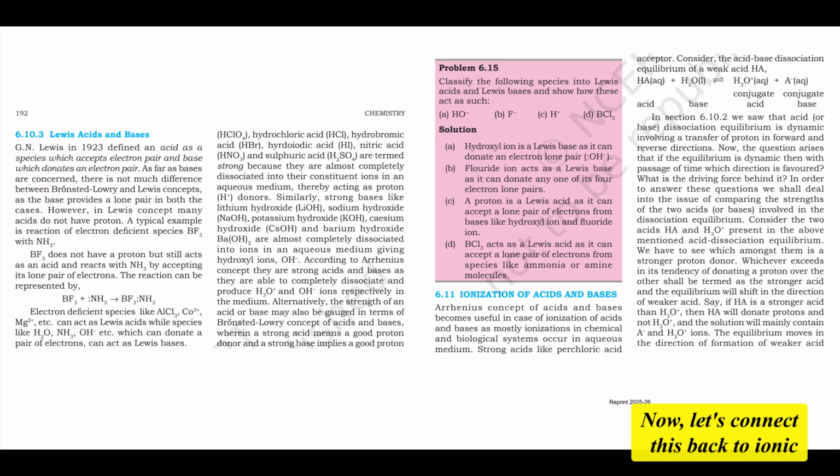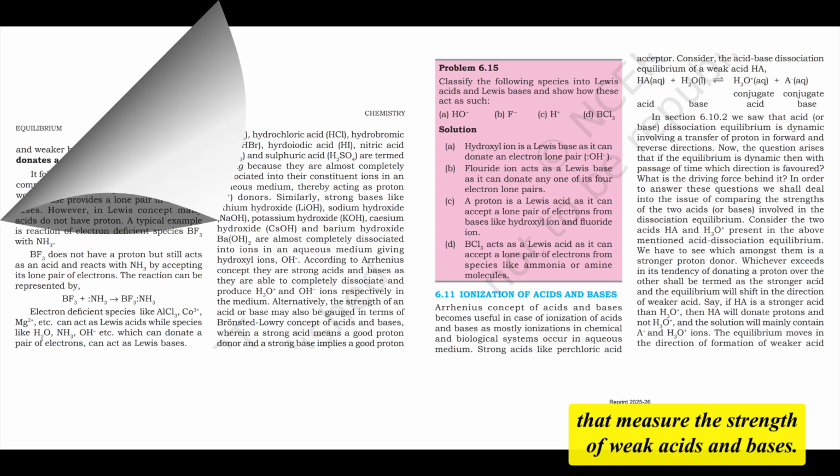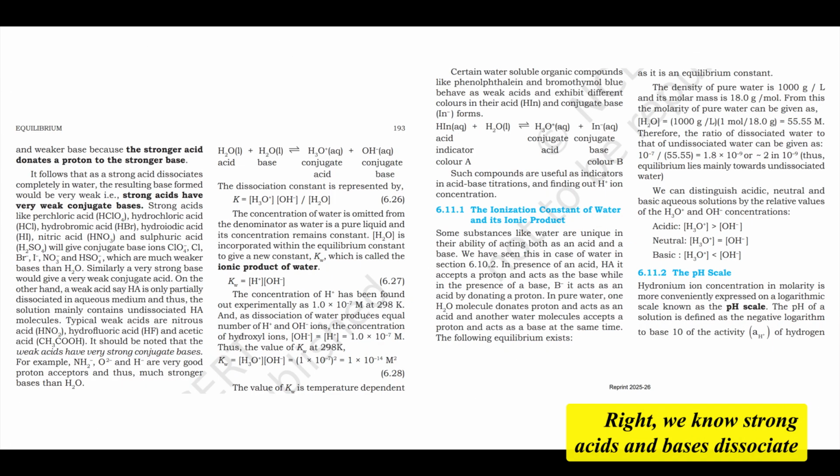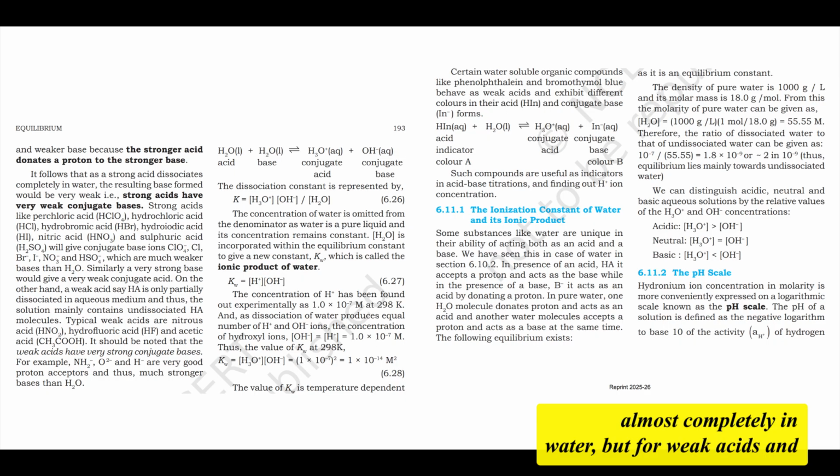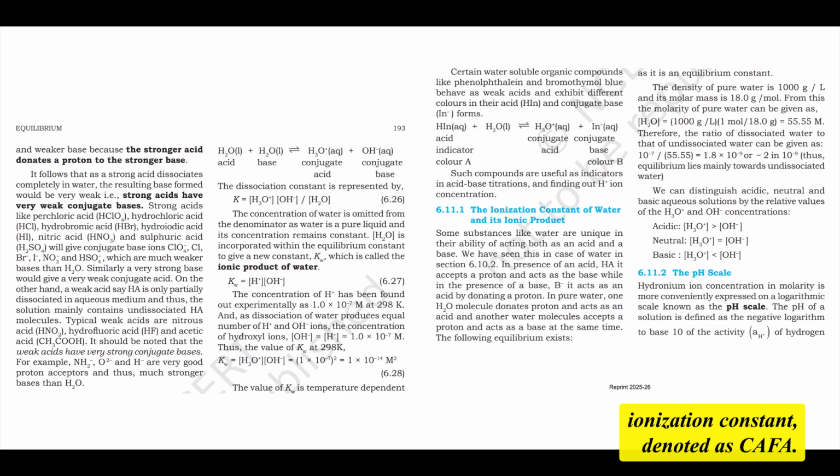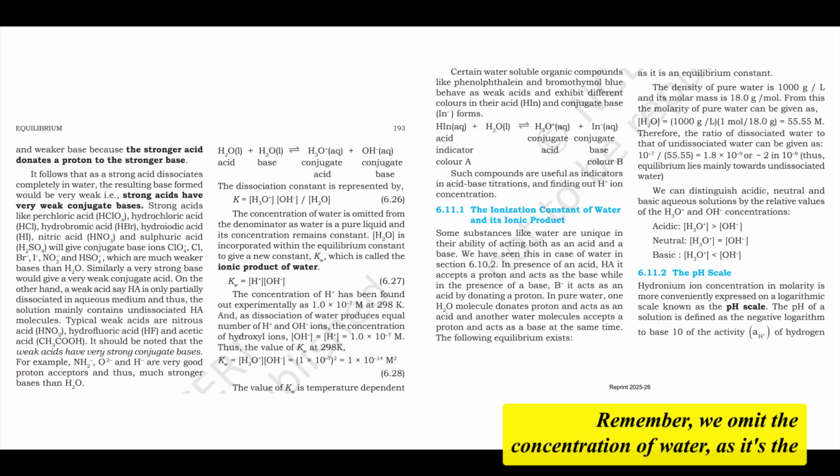Now, let's connect this back to ionic equilibrium and talk about the ionization constants that measure the strength of weak acids and bases. Right. We know strong acids and bases dissociate almost completely in water, but for weak acids and weak bases, the extent of dissociation is limited, and we quantify this using equilibrium constants. For a generic weak acid, HA, ionizing in water, HA(aq) + H₂O(l) ⇌ H₃O⁺(aq) + A⁻(aq), the equilibrium constant for this ionization is called the acid ionization constant, denoted as Ka. Its expression is Ka = [H₃O⁺][A⁻]/[HA]. Remember, we omit the concentration of water as it's the solvent and effectively constant.